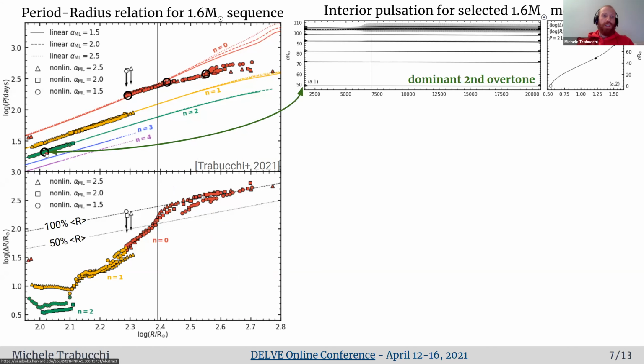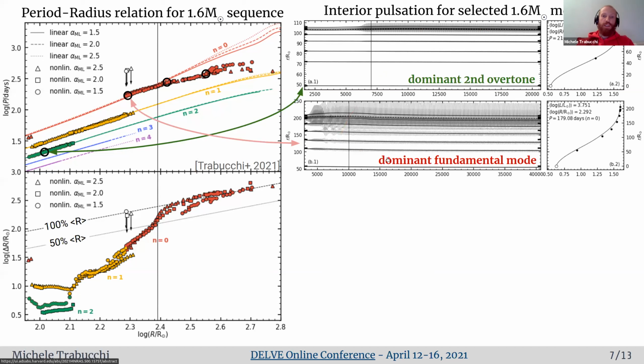So if we select a low luminosity model dominated by overtone pulsation, and we look at the motion of selected mass layers as a function of time, we see that most of them in the interior are fixed, constant, while this gray shaded area near the surface is actually a densely packed pattern of oscillations. So this means that in this case, oscillation is limited to the surface region and with small amplitude. But if the fundamental mode is dominant, the oscillation becomes higher in amplitude and involves also the inner layers.